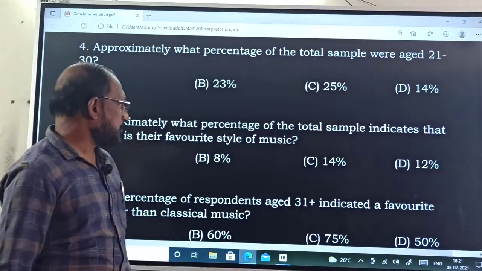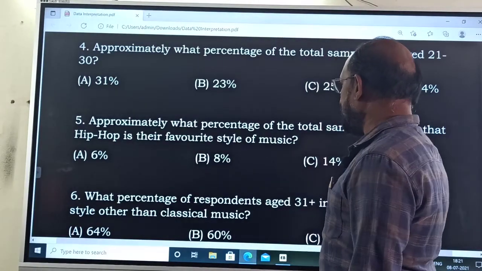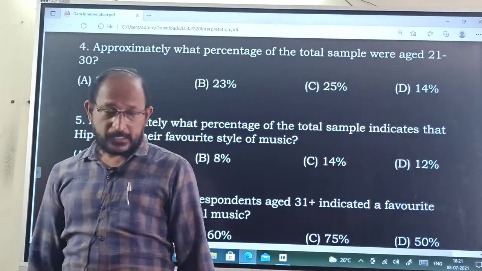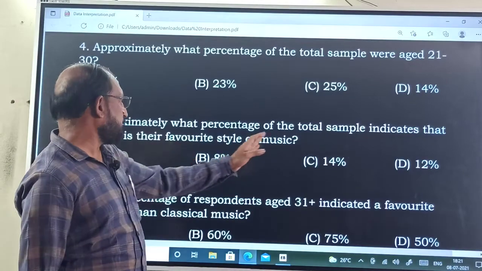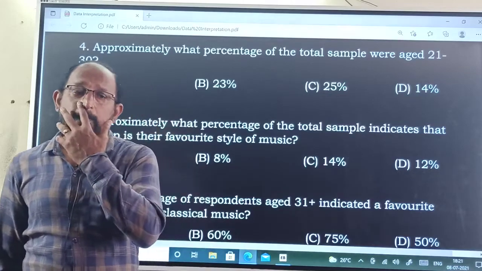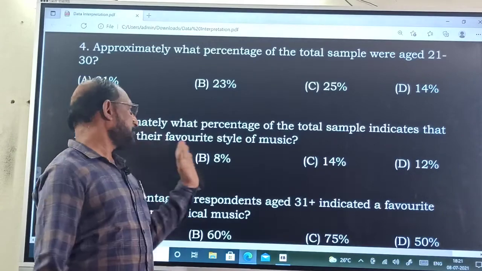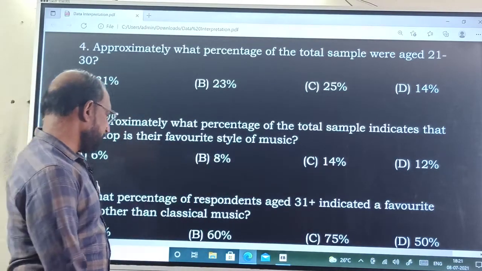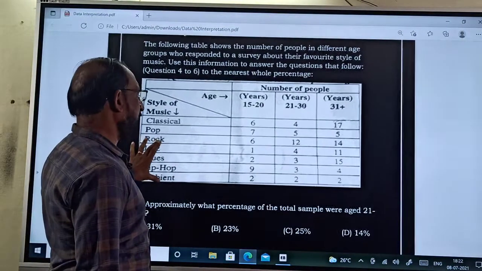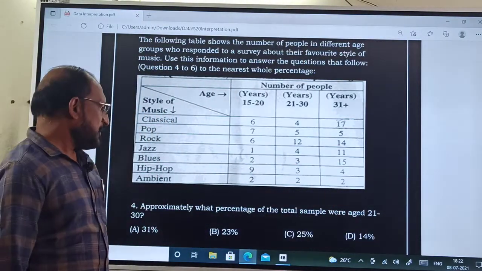Approximately what percentage of the total sample indicates that hip hop is their favorite style of music? Total sample means how many are there in the total sample? 134. 134 members are there. Out of them, we have to see how many are hip hop. Hip hop: 9, 9 plus 3 is 12, plus 4 is 16. 16 is there.